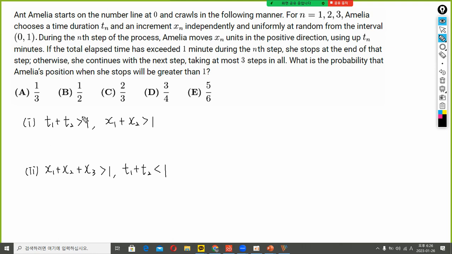Yep, so we can think of two cases. The first case is, she takes two steps and the time duration is greater than 1 minute. In such a case, she needs to stop. If it exceeds the 1 minute, and then for the length, we want to find the position is greater than 1, so the sum of x1 and x2 should also be greater than 1.